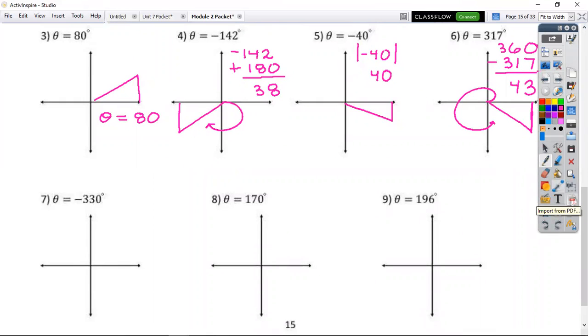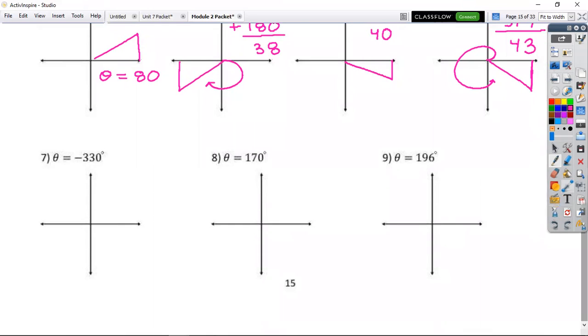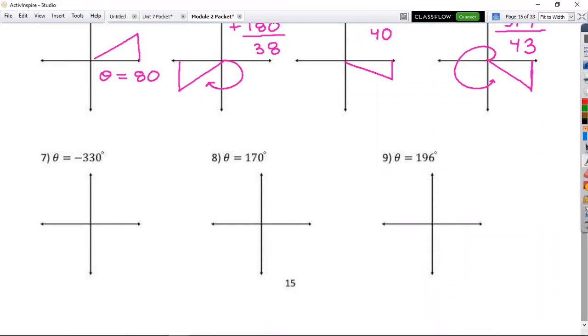All right, so number 7, I have negative 330. So I'm going to rotate the other way. And this is going to place me all the way into quadrant 1. How do you think I turn this into a reference angle? Excellent. Yep. Kind of intuitive. So negative 330 plus 360. Does it work? What do we get? 30. Yep. So you're between 0 and 90, so we're good to go.